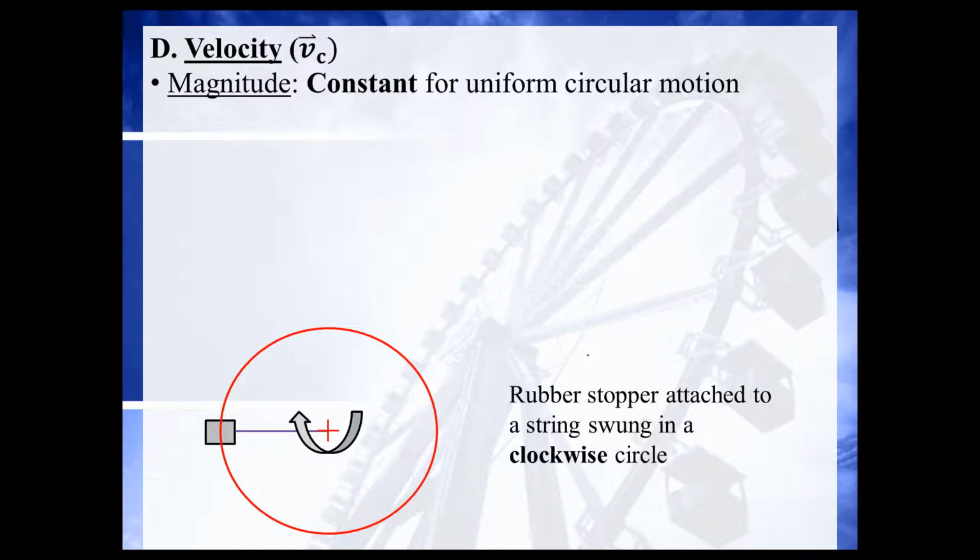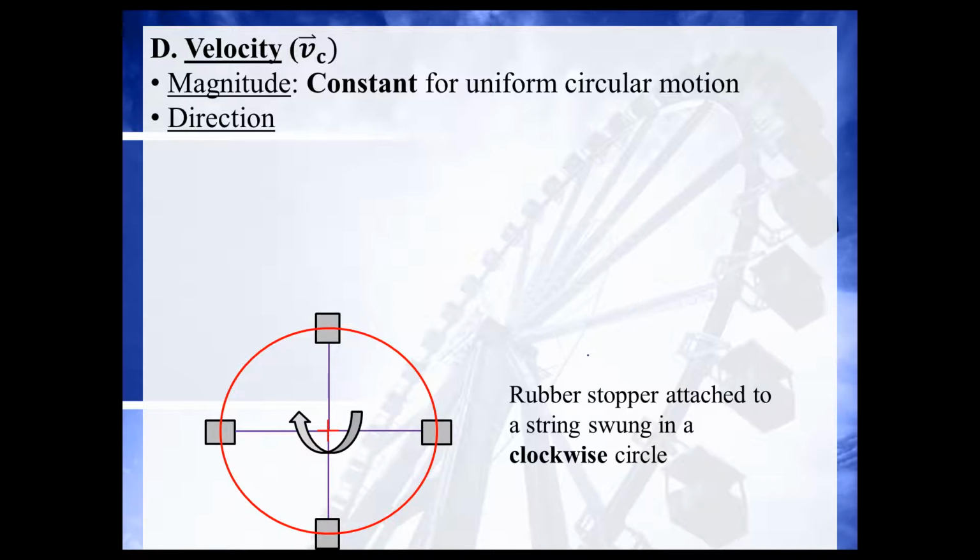This red circle will just represent the trajectory of the rubber stopper. And if I go around clockwise, if I start on the left-hand side, sometime later, my rubber stopper would be at the top, then the right side, and then the bottom of the circle.